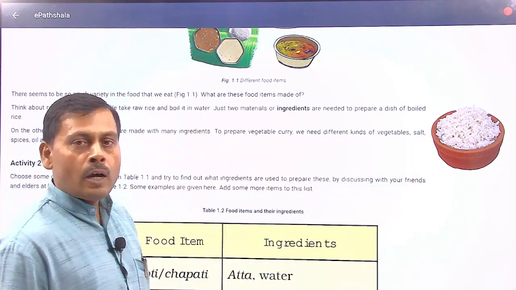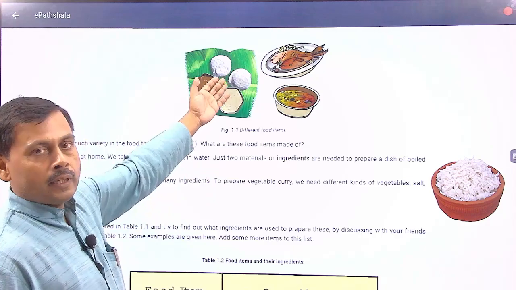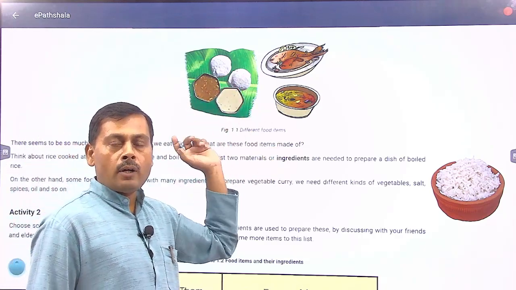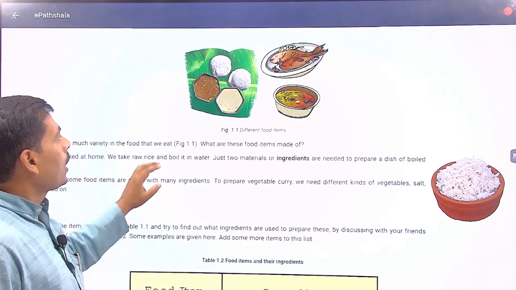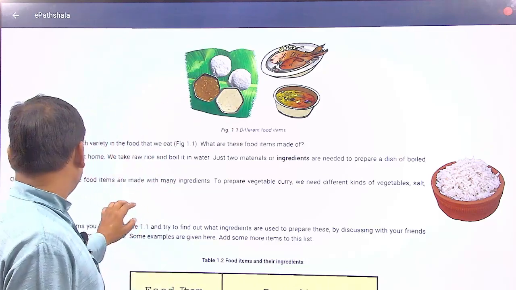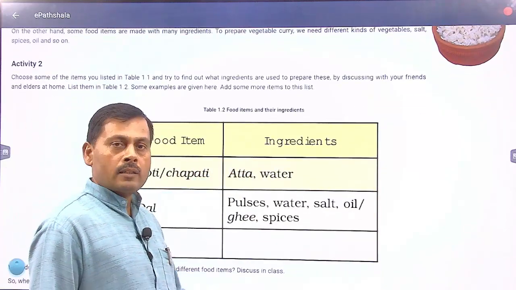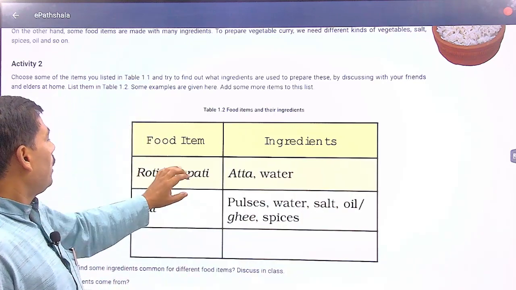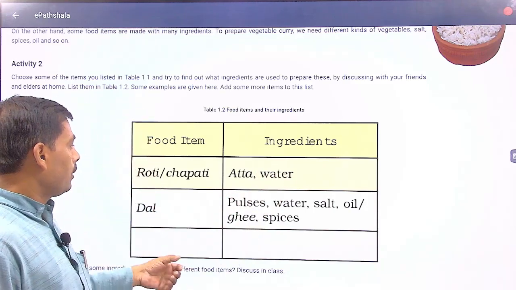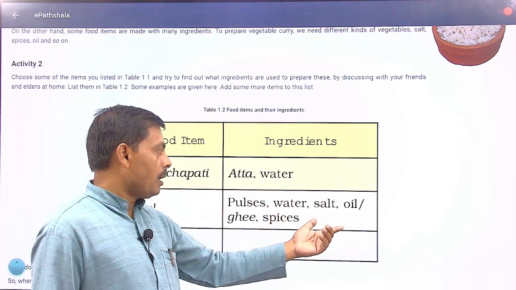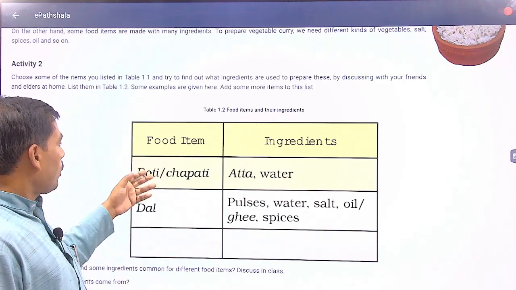Take rice: how is it made, how is it cooked in your home? Find out how some food materials are prepared and cooked in your home. Ask your mother to help you with how it is prepared at home. Here is the activity: the food items and the ingredients, meaning components. Roti or chapati is made from atta and water. Dal has pulses, water, salt, oil, ghee and spices. So many components make so many food items.